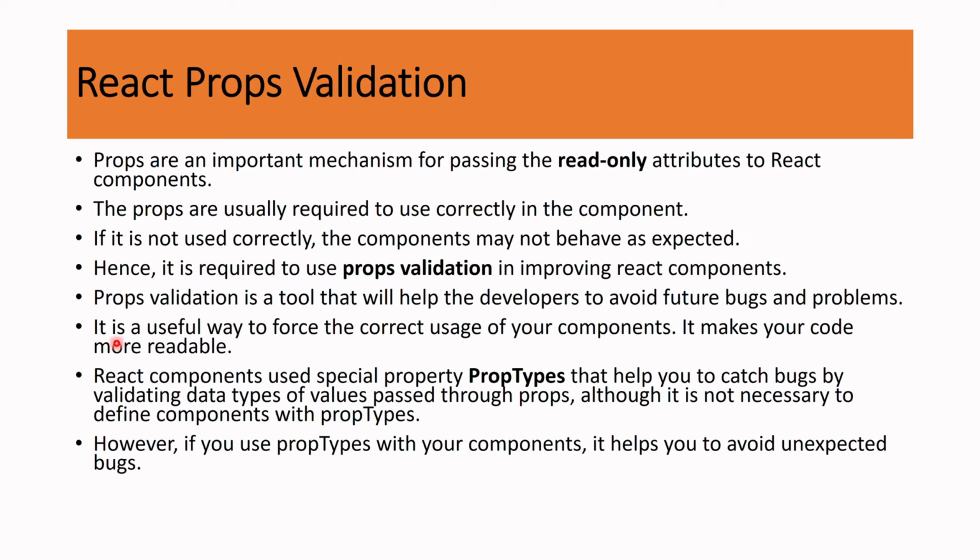It is a useful way to enforce the correct usage of your component, and it makes your code more readable. If someone comes to your project, he will easily understand this is readable code and this is the validation. React components use a special property called propTypes. If you see propTypes, you have to understand this belongs to props validation, and that helps you catch bugs by validating data types or values passed through the props.